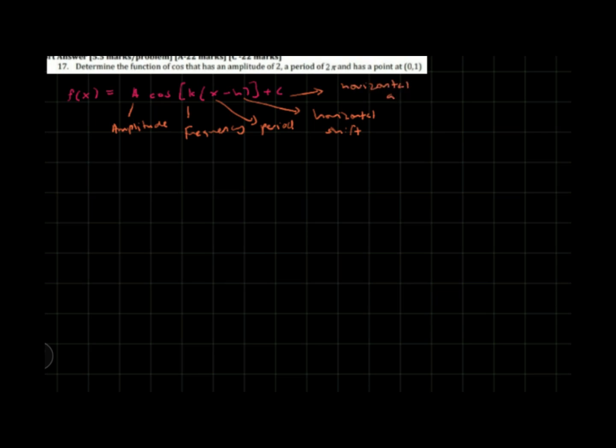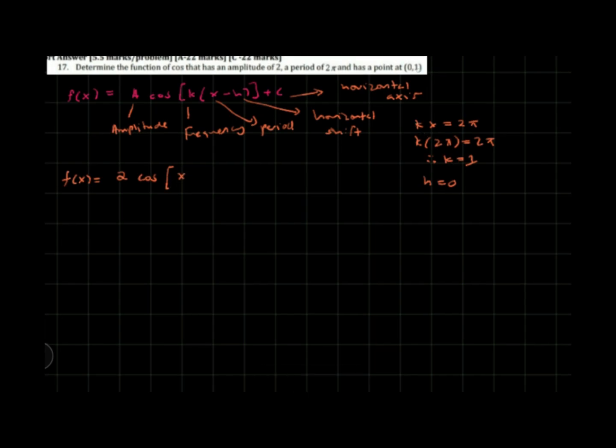Okay, so we're just looking at this in terms of behavior. We know that the amplitude is 2, so f of x here is equal to 2 cosine. The period is 2 pi, right? So k times x should equal 2 pi. If the period is 2 pi, k times 2 pi is equal to 2 pi. Therefore, k should be equal to 1. Okay, so k is 1, so you don't have to write it. It doesn't say anything about the horizontal shift, so I'm just going to let h equal 0. So let's just do cosine x.